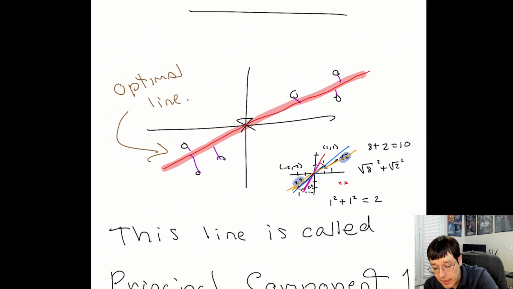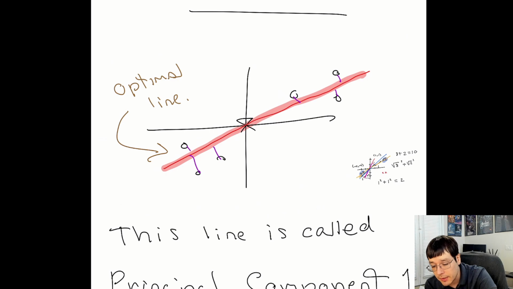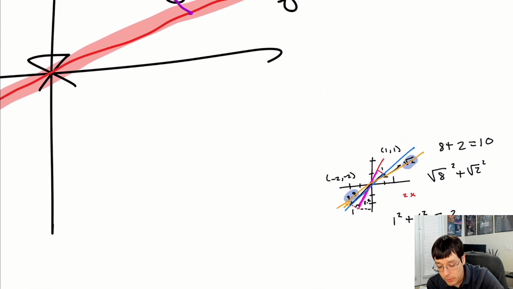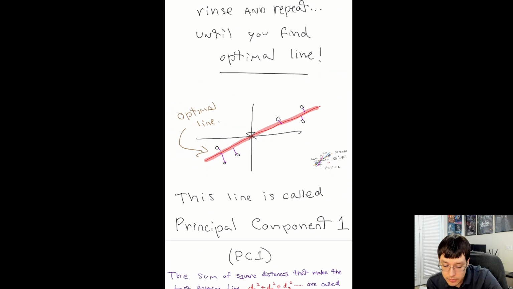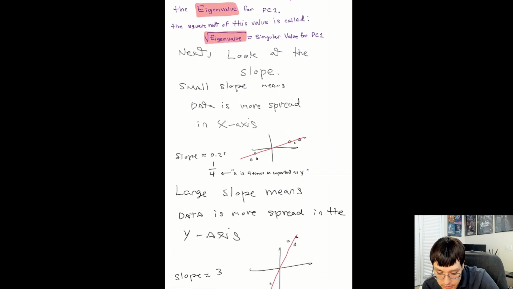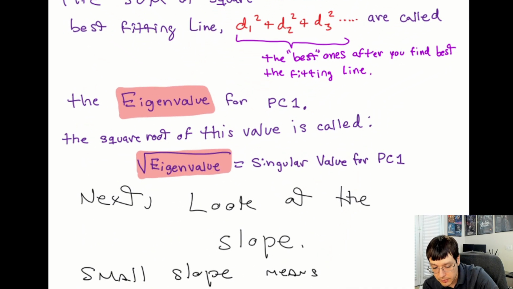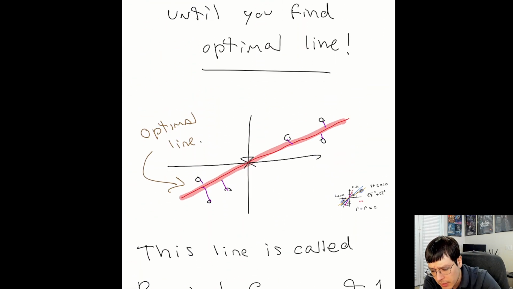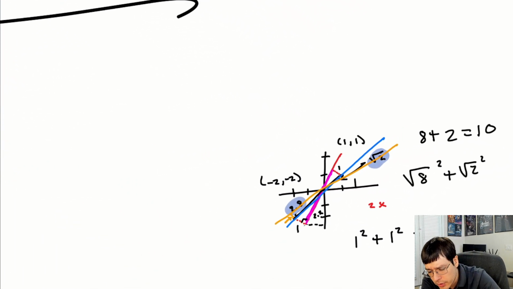So once we've maximized that, then we can say that that is the best fitting line, which happens to have a slope of 1, right? And the eigenvalue is going to be 10. And then the singular value is just the square root of 10. Here, singular value: it will be the square root of 10, okay? So that's a practical example if you wanted to see it with numbers. But again, I wouldn't worry too much about this.